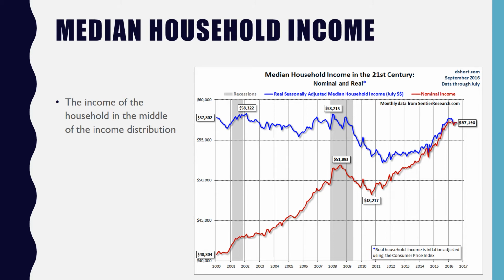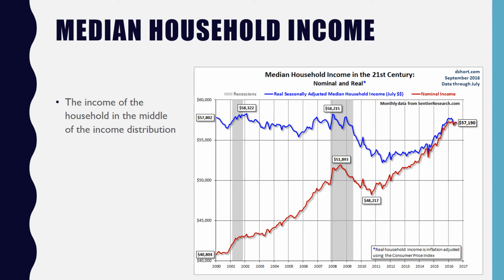To interpret this chart, you have a blue and a red line. The red are nominal dollars, nominal income. That one isn't really the one to pay attention to, because that one is affected by inflation. So the fact that people make nominally more money today than in the year 2000 doesn't really mean anything. The blue one is the real income, and it's seasonally adjusted, so that's going to be the much better number.